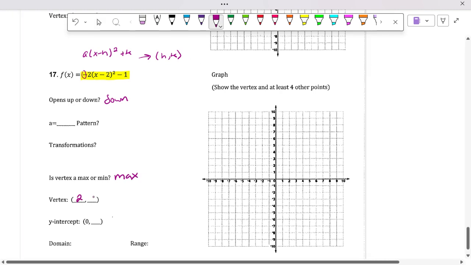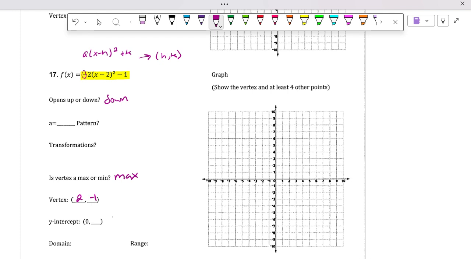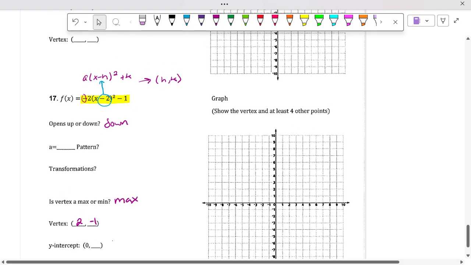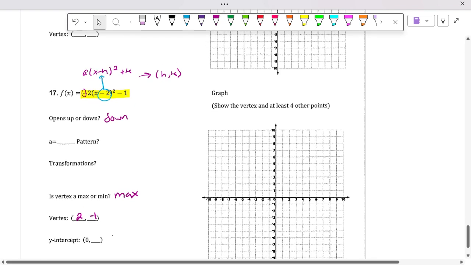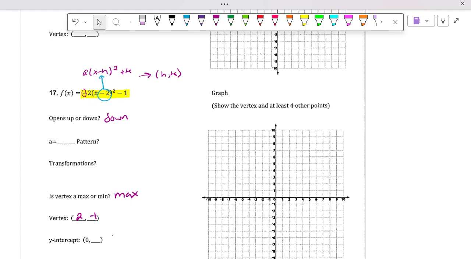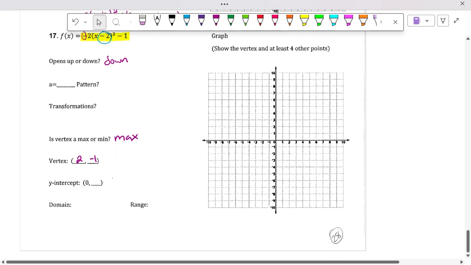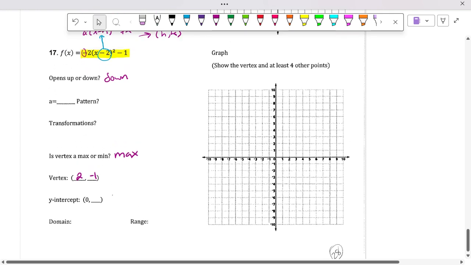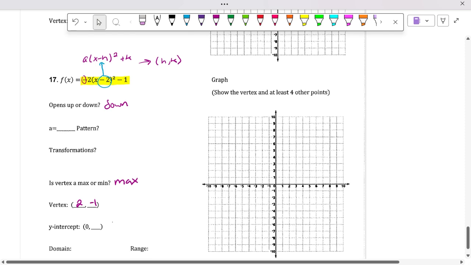2, -1. Why is it not -2, -1? Right, because in the part right here, remember, since the minus is part of the original formula, that means the number next to it, or the h value, is technically positive. Now, if it was positive within the parentheses, that means it's a negative number because a negative times a negative gives us a positive. Okay? Now, we'll come back to y-intercept and everything. So what's my a value here? -2.